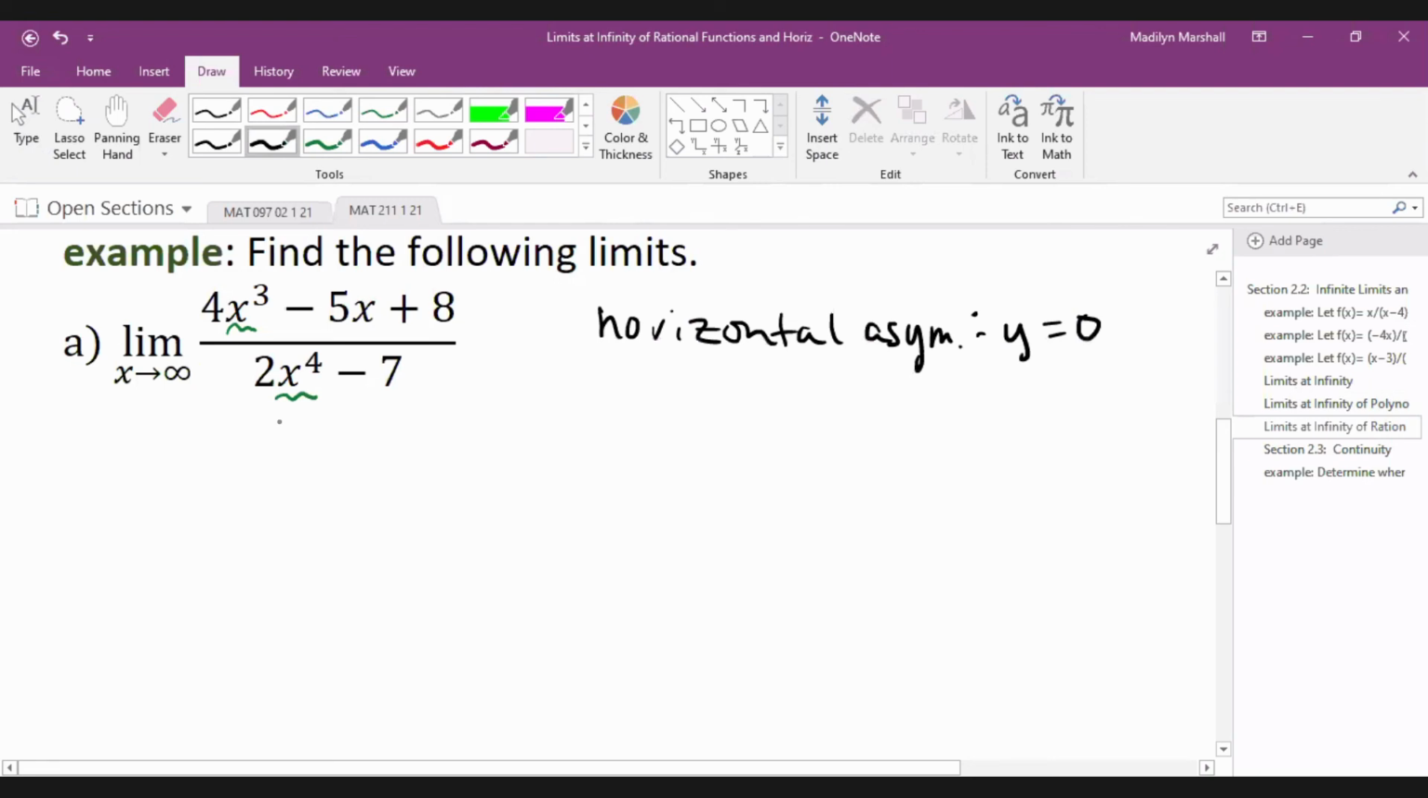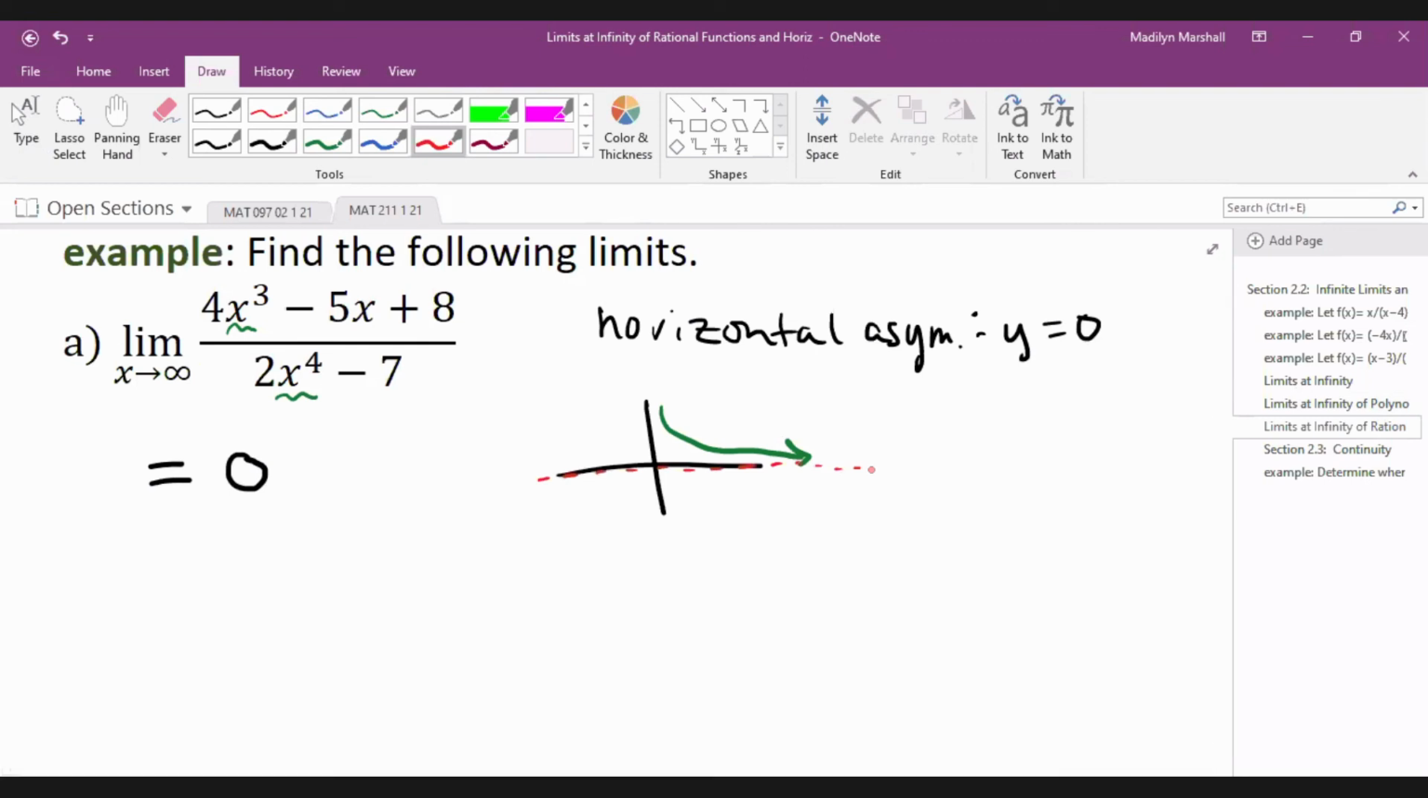Because as this function goes out off to infinity on the x-axis, the function itself is getting close to 0. So the horizontal asymptote is actually the limit as x goes to infinity. So this function, whatever it's doing, I don't know what it looks like in the middle, but it is getting close to 0 when x gets close to infinity. And that is because the degree of the bottom is bigger than the degree of the top.